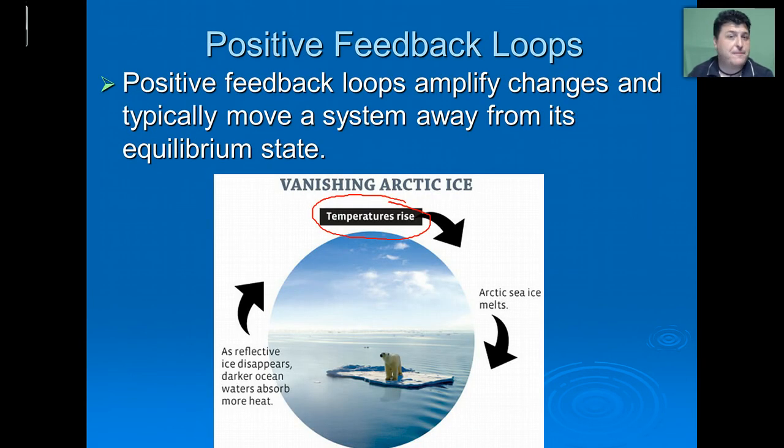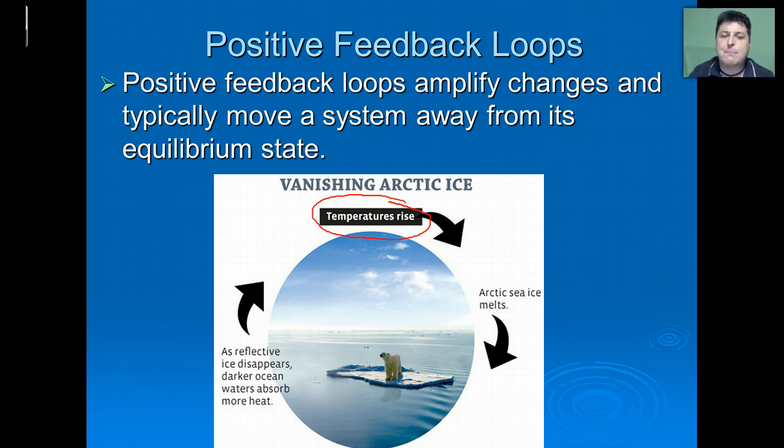There are two types of feedback loops. The first one that we'll talk about is a positive feedback loop. Positive feedback loops will amplify a change, and typically they move a system away from its equilibrium state. An example is with vanishing Arctic ice. As temperature rises, the Earth is changing from its set point. It's moving from an optimal temperature to an increased temperature.